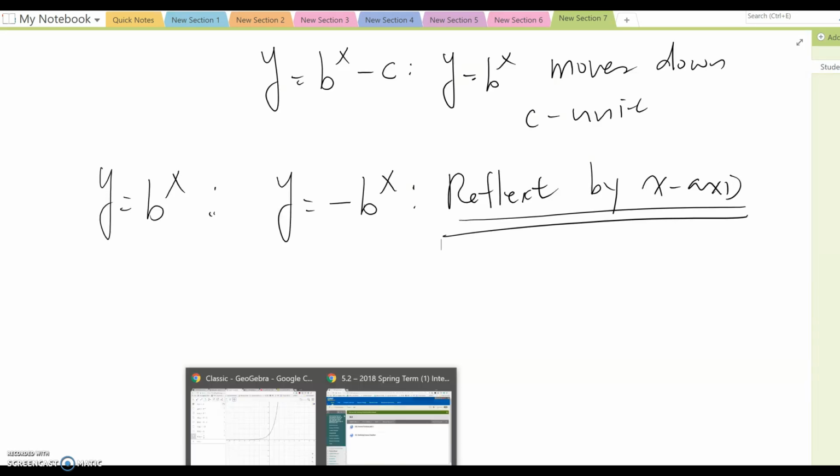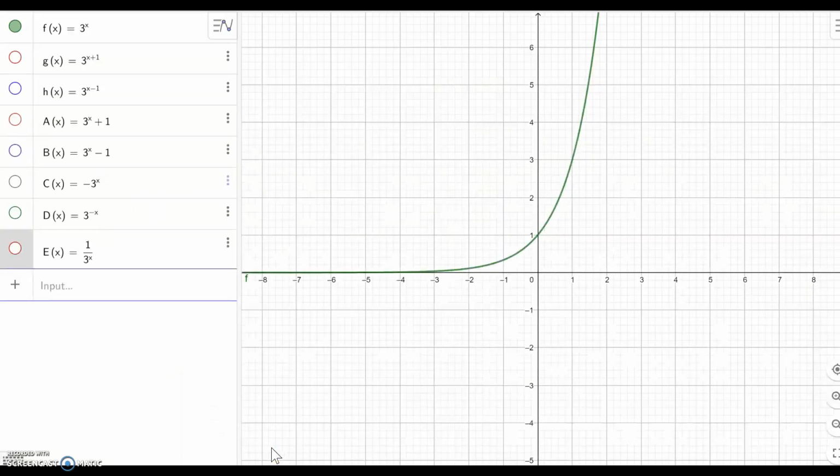So go to GeoGebra and I'm going to show one other different case here. So f(x) equal to 3 to the x power, and then now d(x) equal to 3 to the negative x power. So we found out the c(x) case reflected by the x-axis like that, right? But the difference between c(x) and d(x), the negative power is on the exponent position, not with the number 3. Then can you conjecture the graph of this one?